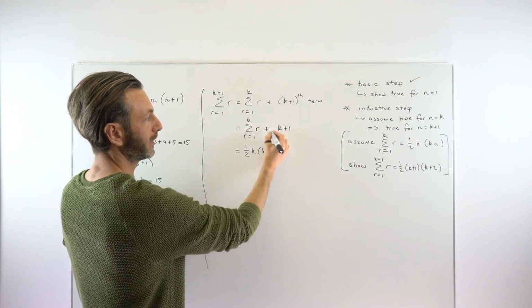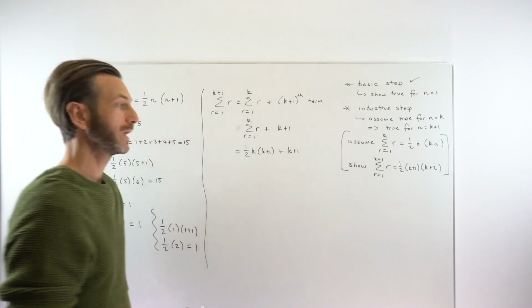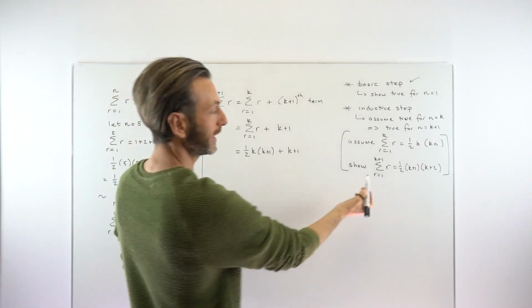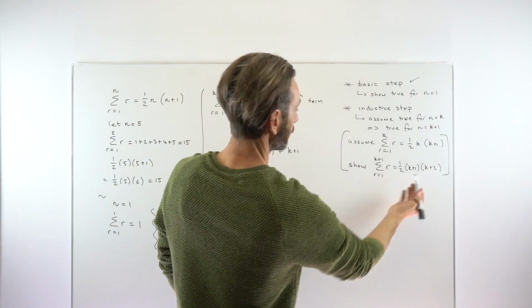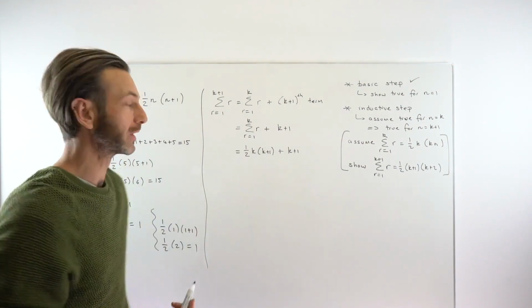That's for this bit. K plus 1 on the end is just going to stay there, k plus 1. Keep an eye on where you're trying to get to. We're trying to get to this here. So there's always a little bit of algebra in these questions, and it's not always easy. It might take a bit of experience.